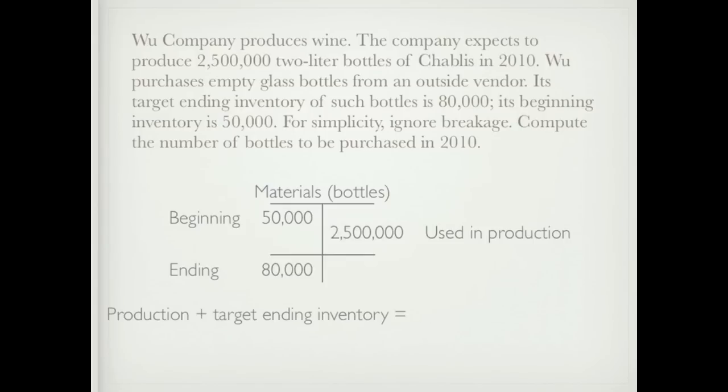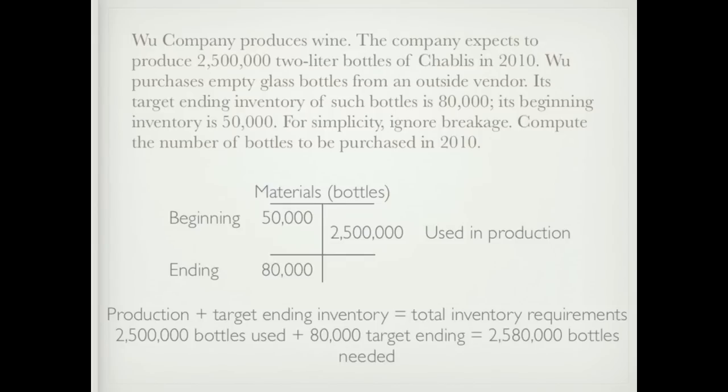So just as before, my inventory requirements is my production, what I'm going to use in my production, plus my ending inventory. And that gives me 2,580,000 bottles that are needed. Well, I already have 50,000 in beginning. So if you subtract the 50,000 in beginning from the total inventory requirements of 2,580,000, you're left with 2,530,000 bottles that need to be purchased to meet all these requirements.